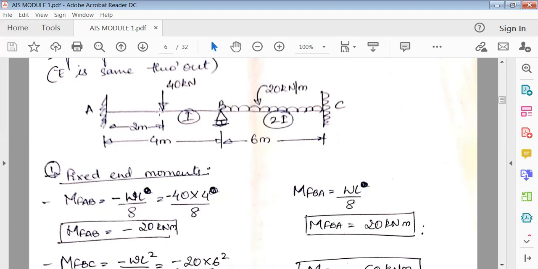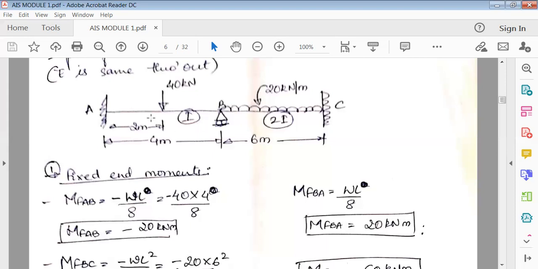You can see here MFAB. In the AB span, it is having only I. And in the BC span, it is 2I. The moment of inertia in the AB span is I, and in BC it is 2 times I. AB is loaded with a point load, whereas BC is loaded with a UDL. We will study this individually. We will split this and find the fixed end moments.